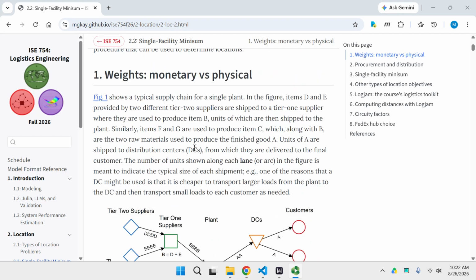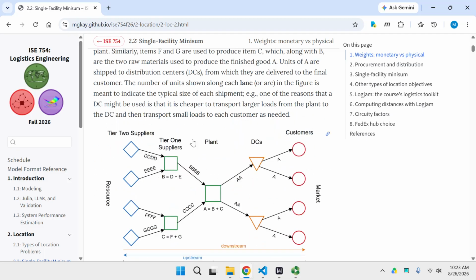First concept talked about in this lecture is the difference between monetary versus physical weights. And in general, when somebody in logistics talks about the weight of something being transported, by default they typically refer to the monetary weight, not the physical weight. And you'll see why that differs a lot. Even if the physical weight doesn't change, you can have differences in the monetary weight for a situation.